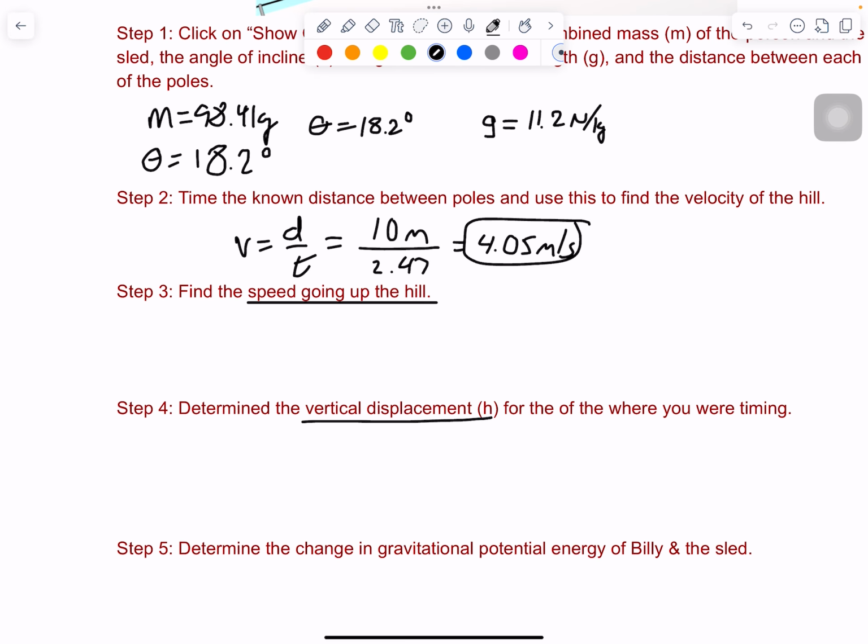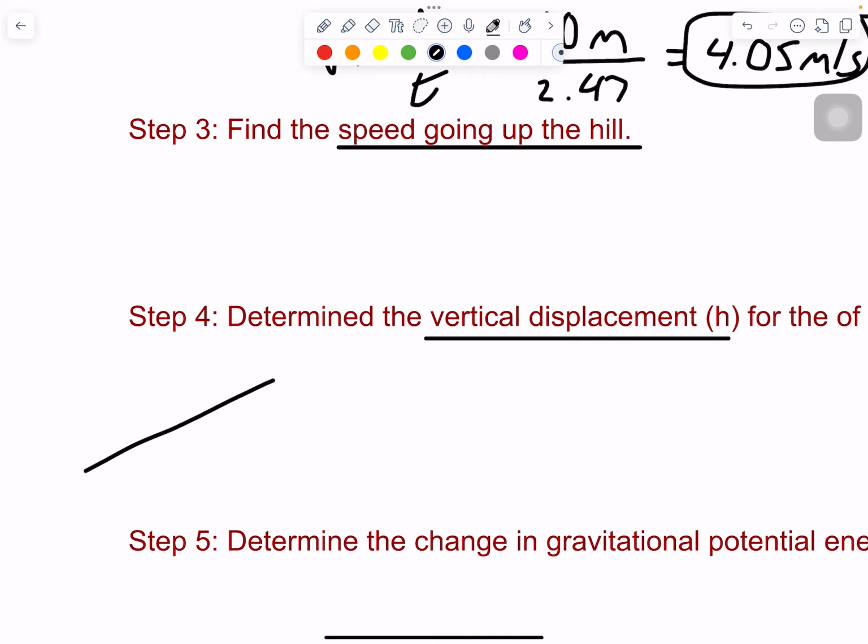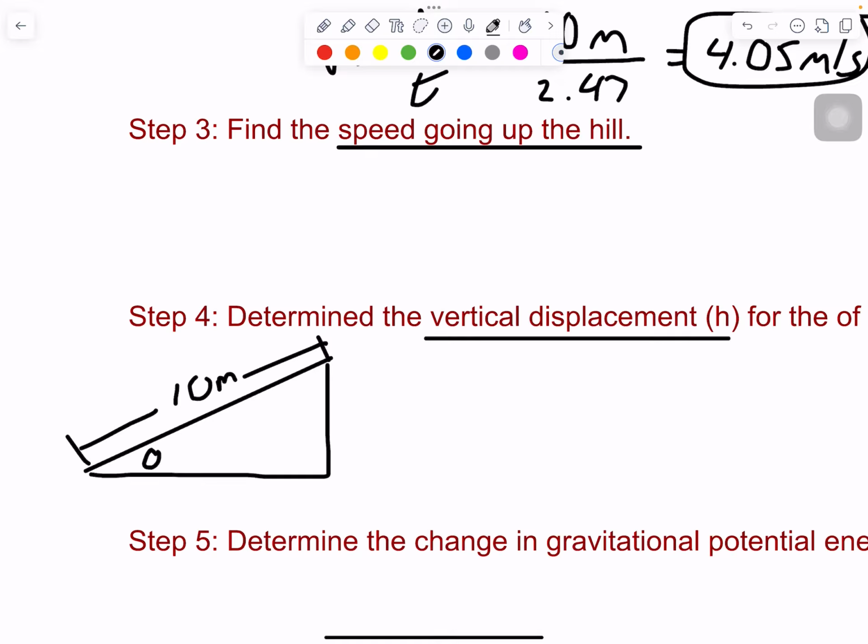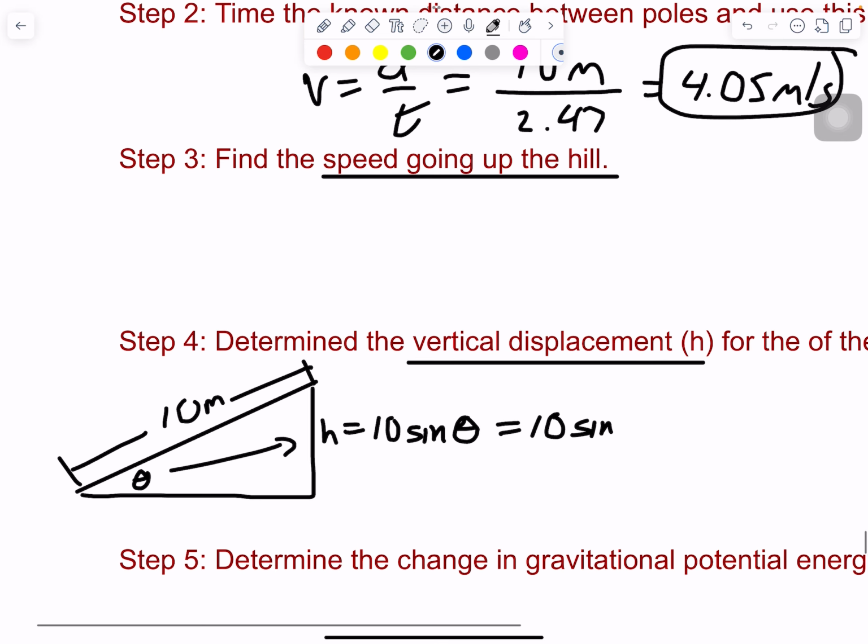Now we're going to determine the vertical displacement of the hill. Here's how we're going to do that. Make a triangle. That distance was 10 meters, which is the hypotenuse. This is your angle, and this is your height. The height is the opposite side of the triangle, which would be 10 meters times the sine of your angle, in my case 19.2. So I take the sine, times 10, and I'm looking at about 3.12 meters high.